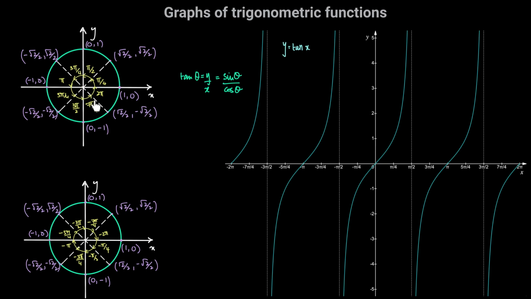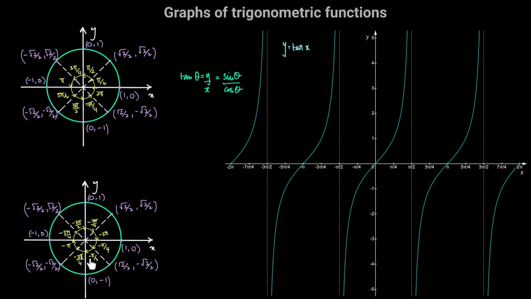At 7 pi over 4 radians, it's equal to -1. Again, that's the ratio of y over x. At 7 pi over 4, it's equal to -1. And then at 2 pi radians, we've completed a full cycle where tan of x is equal to 0 again. When x is equal to 0 radians or 0 degrees, tan of x is simply 0. When it's equal to -45 degrees or negative pi over 4 radians, it's equal to -1.